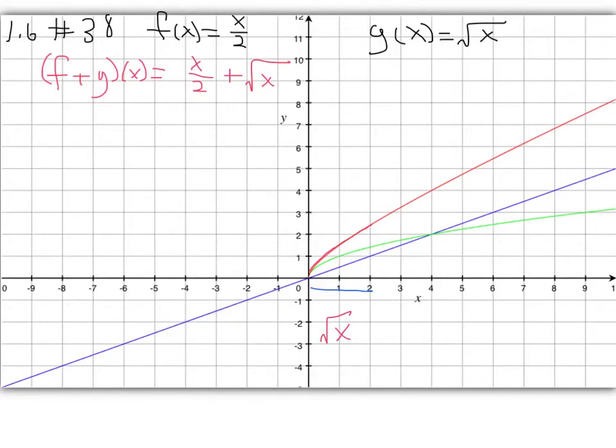Above 6, the one that's on top is our linear. Right, the square root has this nice gentle curve to it. It kind of flattens out a little bit. However, our linear always goes up the same way. So that's going to be largest in the region larger than 6. So in this region, it's going to be the x over 2 that's going to dominate. And we're done.